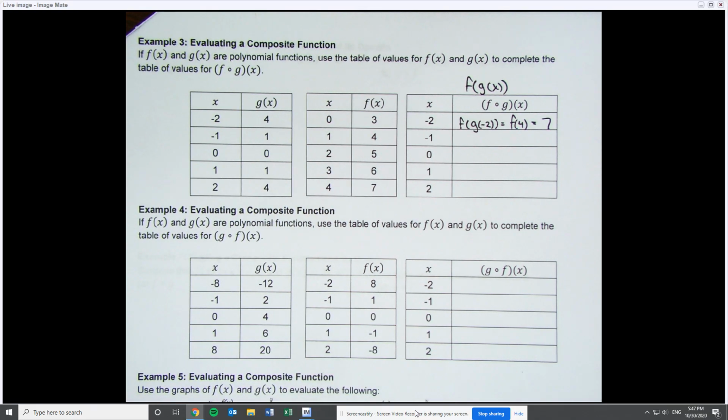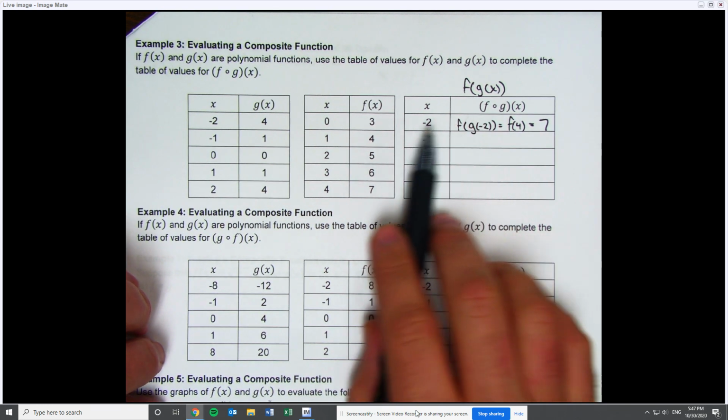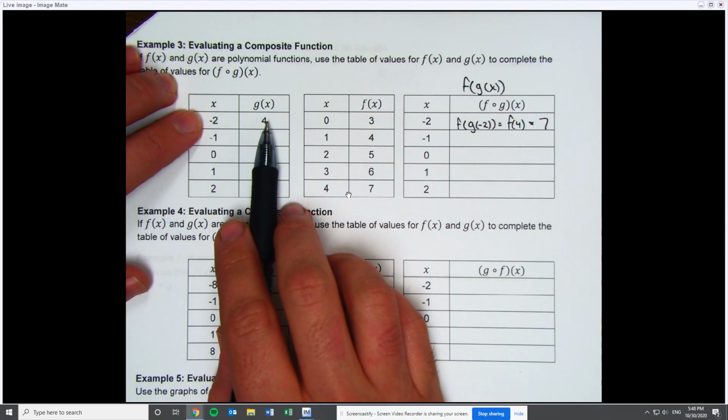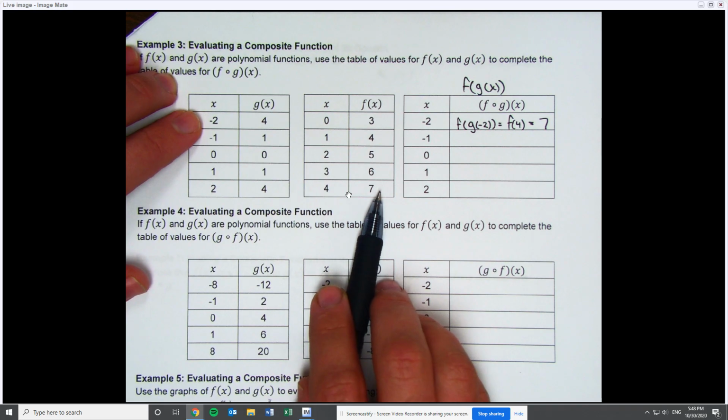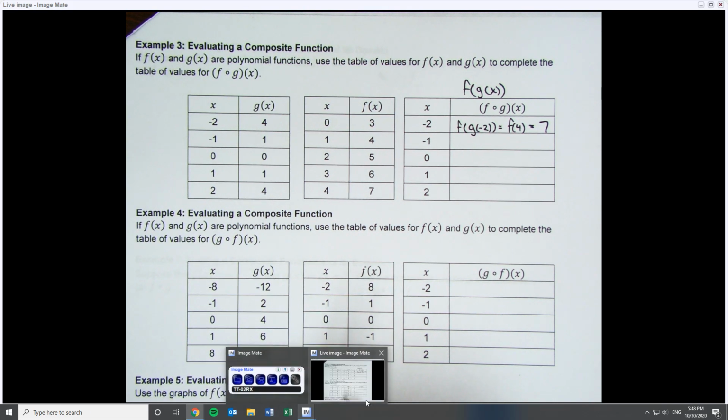That's it. All we're doing is tracking down the individual values. I started with negative 2 and g was on the inside. So negative 2 went to g right here. I take this 4 to the f column and I got 7 out. That's it. That's all you have to do on this one.